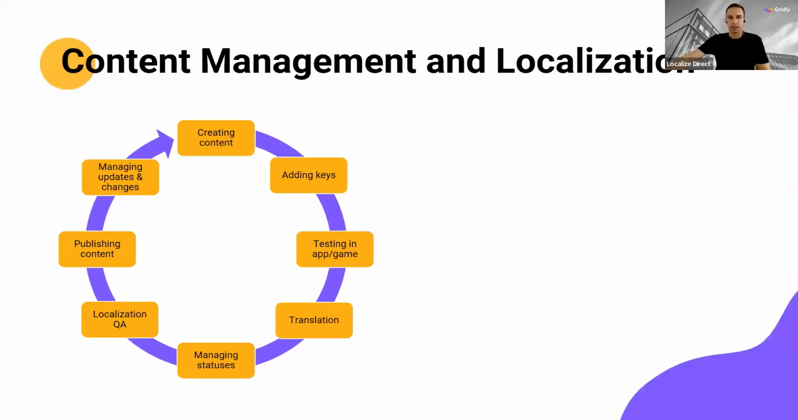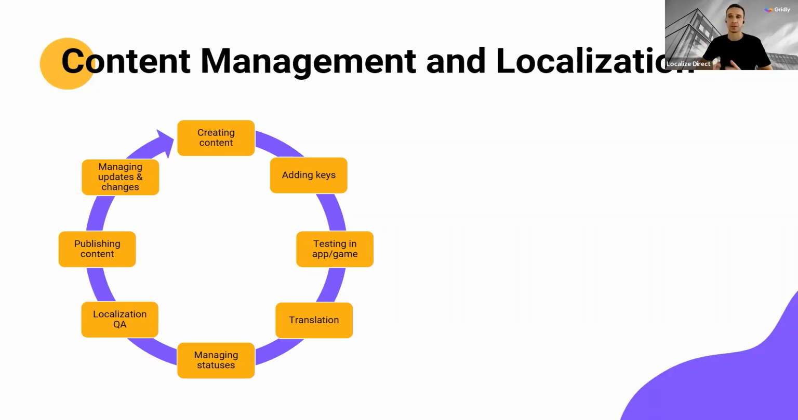When you localize something, there's always the content management part needed. Simply, you need to work with content to be able to localize it. So content localization ties together two distinct areas, content management and localization. And here you can see a simplified process. It usually starts with creating content, then developers are adding keys to that, then you want to test that content in a game or app.